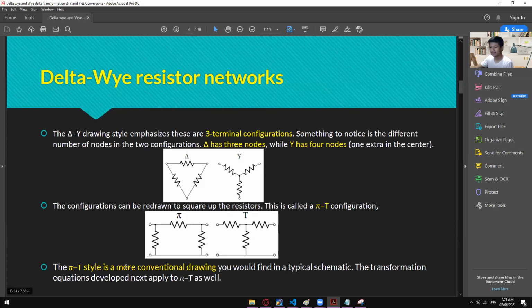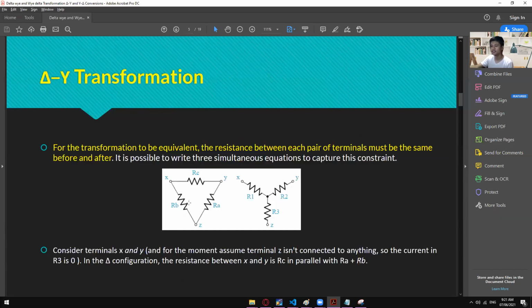The pi t style is a more conventional drawing. Just like what I mentioned a while ago, this is the original drawing or schematic of the problem. This is what we will always see. But we don't use this one to solve by transforming it into a y configuration. Mostly we always transform this pi into delta. The transformation equations developed next apply to pi to t as well, in which we will always arrive with this kind of configuration.